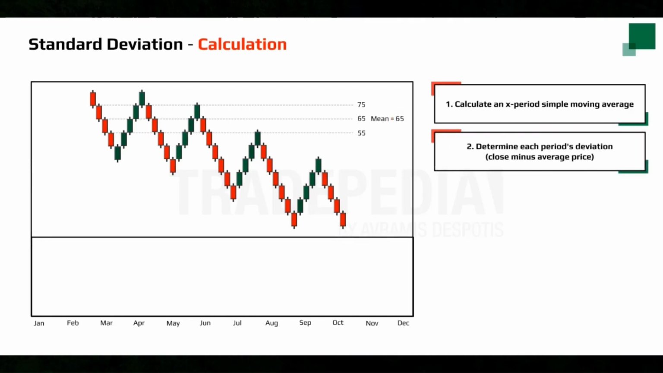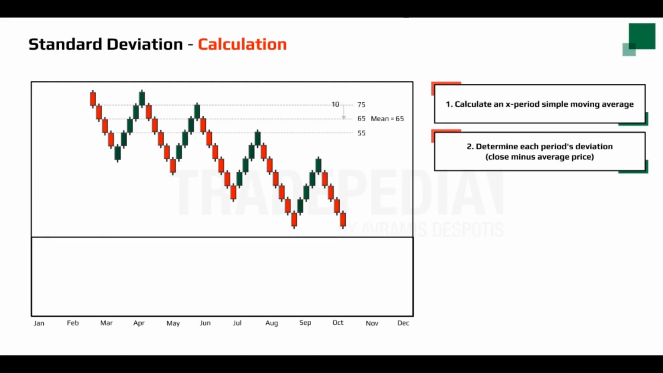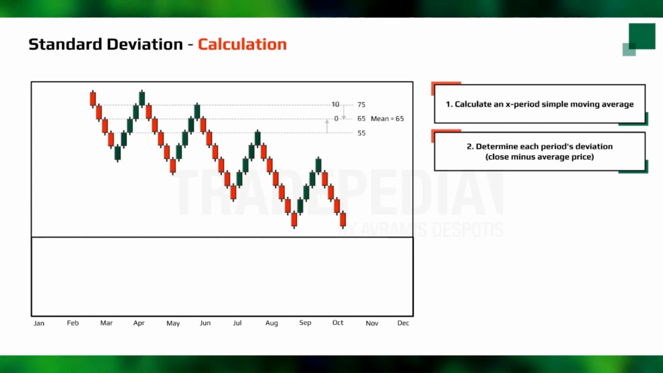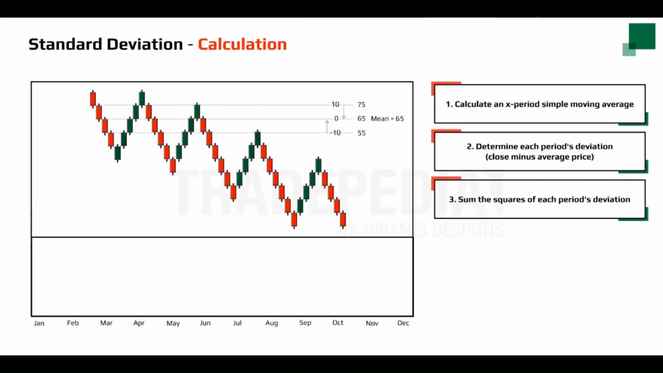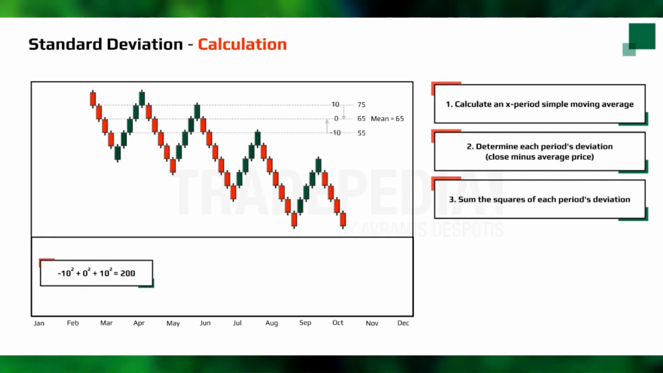The second step is to determine each period's deviation from this average. Our first close is 75 minus the average of 65, which results in 10. 65 minus 65 is 0, and our third point, 55 minus 65, results in negative 10. Next, we sum the squares of each period's deviation. Negative 10 squared plus 0 squared plus 10 squared equals 200.